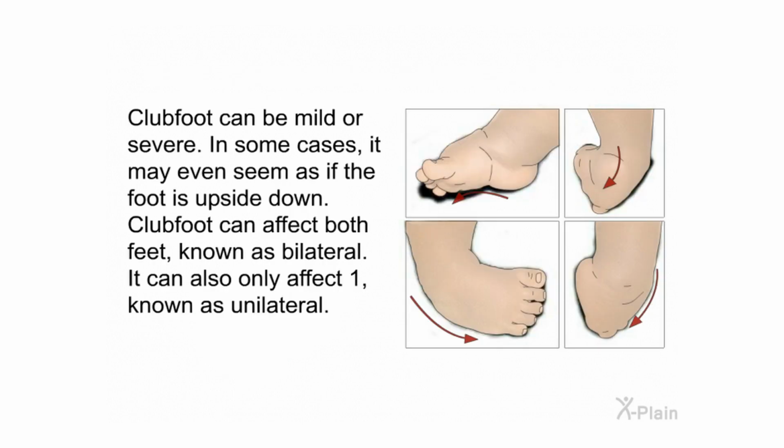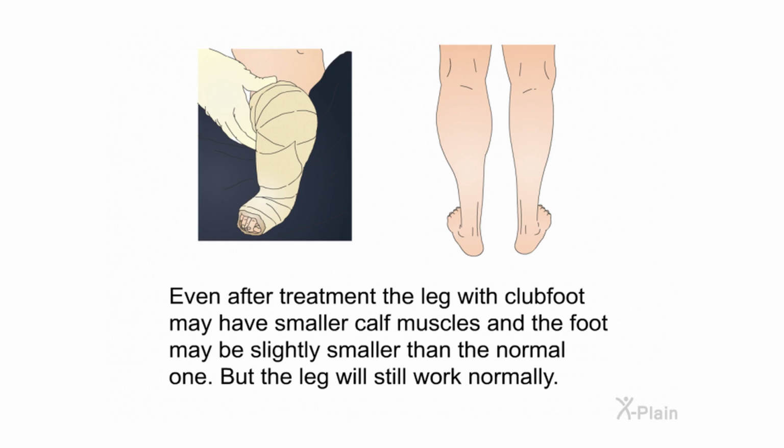Clubfoot can be mild or severe. In some cases, it may even seem as if the foot is upside down. Clubfoot can affect both feet, known as bilateral. It can also only affect one, known as unilateral. Even after treatment, the leg with clubfoot may have smaller calf muscles and the foot may be slightly smaller than the normal one, but the leg will still work normally.